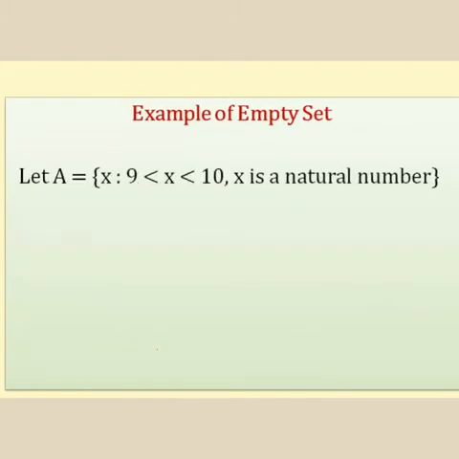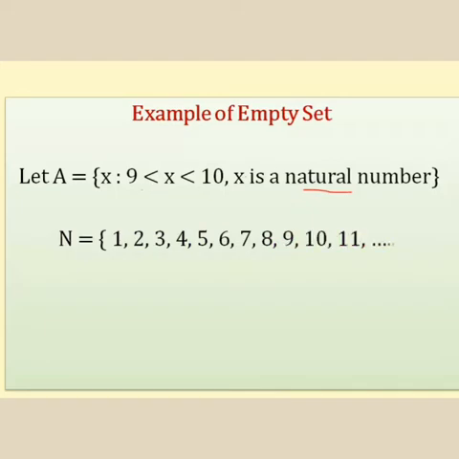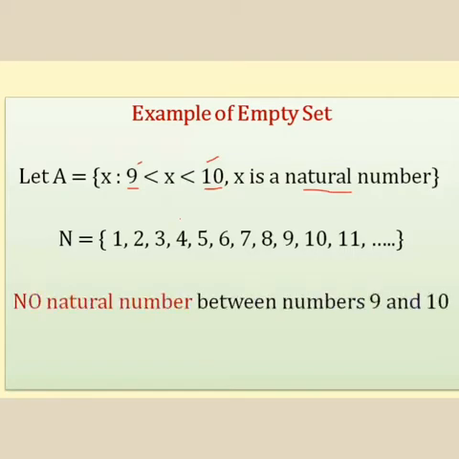You have set A which contains x such that 9 is less than x, and x is less than 10, where x is a natural number. For natural numbers we know that they start from 1, 2, 3, 4, 5 and so on, going to infinity. Here x is a natural number between 9 and 10. We know that 9 and 10 are natural numbers, and between 9 and 10 you don't have any natural numbers. So set A is a null set. So A is equal to the empty braces, or a slashed 0.